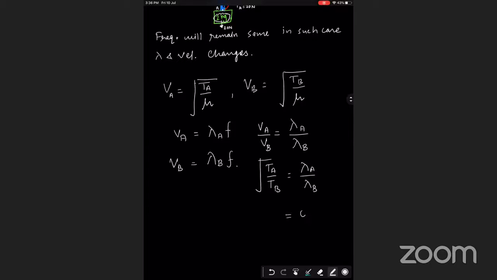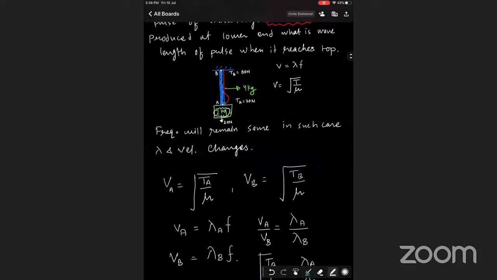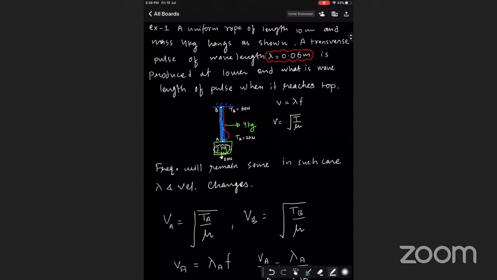So lambda at A is 0.06. We don't know lambda B. Tension at A is 20, tension at B is 60, so the ratio is 1 by root 3. So lambda B is root 3 into 0.06 meter. Any doubt? No, sir. Good, good.